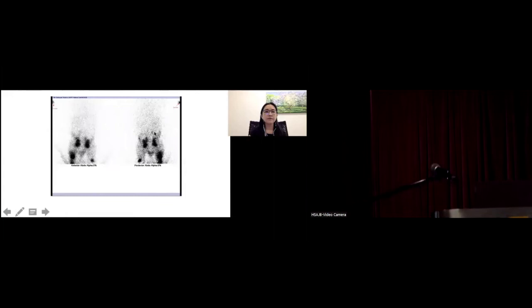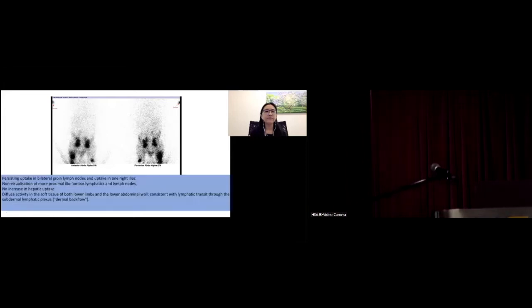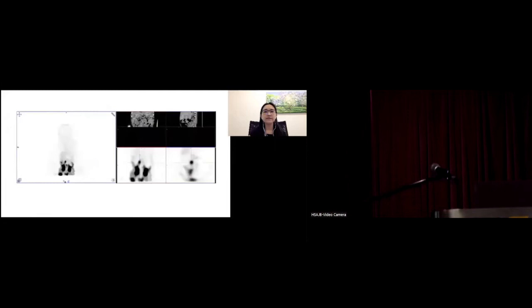However, there are now multiple abnormal findings: non-visualization of more proximal iliolumbar lymphatics and lymph nodes, no increase in the hepatic uptake, and diffuse activity in the soft tissue of both lower limbs and the lower abdominal wall, consistent with lymphatic transit through the subdermal lymphatic plexus, which we call dermal backflow. And it's confirmed on SPECT-CT.